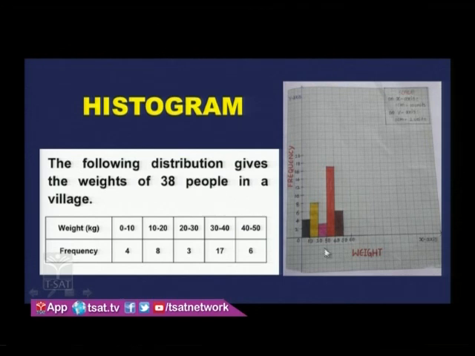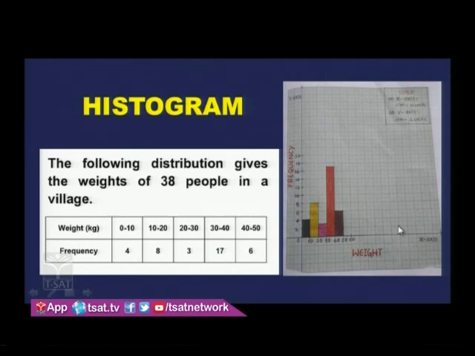So for the 0 to 10 class we have frequency 4. On the x-axis, from 0 to 4 and 10 to 4, 2 points we have to mark and join them. It gives us the width, and complete the rectangle, which gives us the length also. Similarly, for the other values, 10 to 20 is 8, 20 to 30 is 3, 30 to 40 is 17, 40 to 50 is 6. So this is how we can draw the histogram.